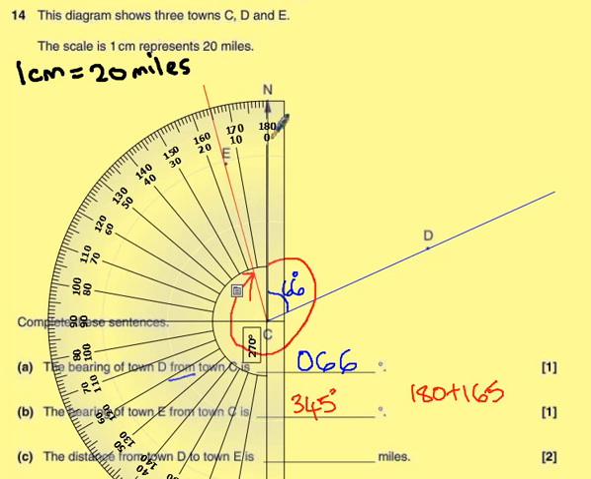We can check here our angle from the north line working the other direction is 0, 10, 15 degrees. So the other way we can do it is we can say that 360 degrees take away 15 is equal to 345 as a check.